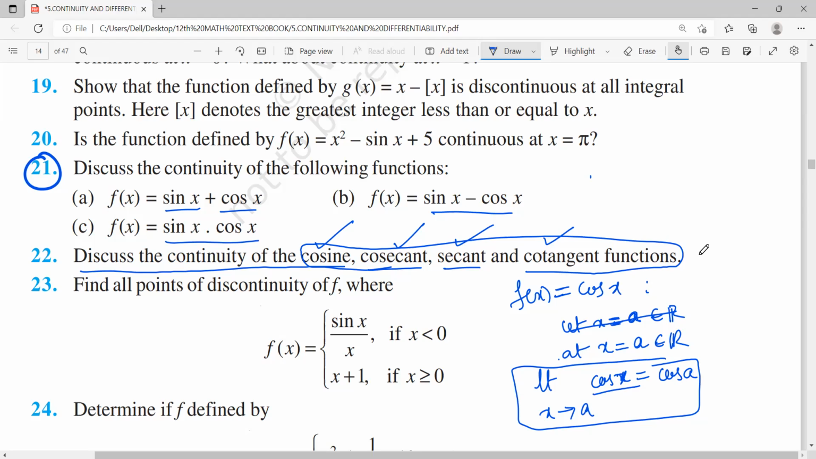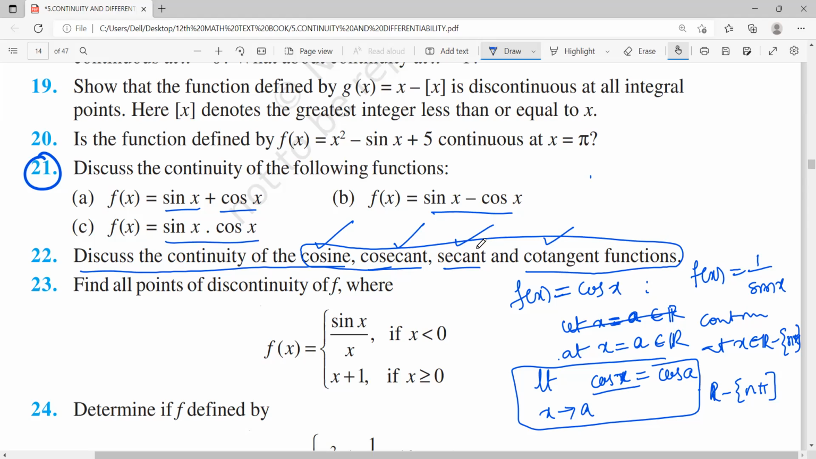But if you take cosecant, f of x equal to cosecant, then there is a problem where the denominator should not be 0. So it is continuous at all real numbers, but not at n pi. N pi means 0 pi, 1 pi, 2 pi, all multiples of pi.